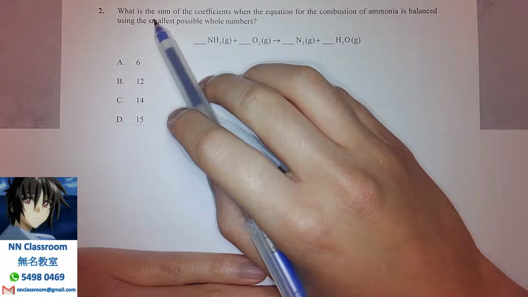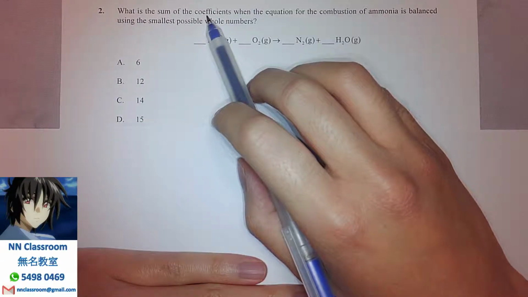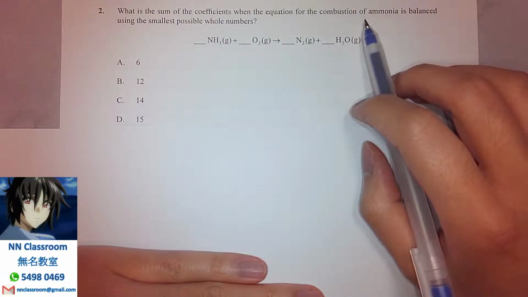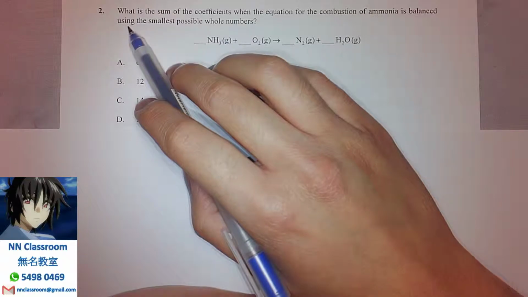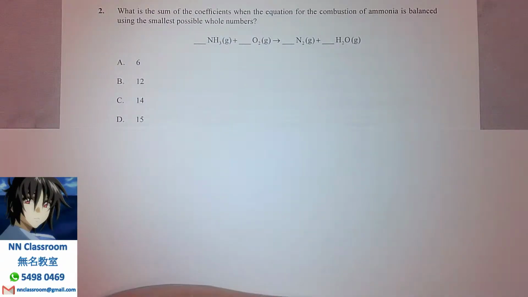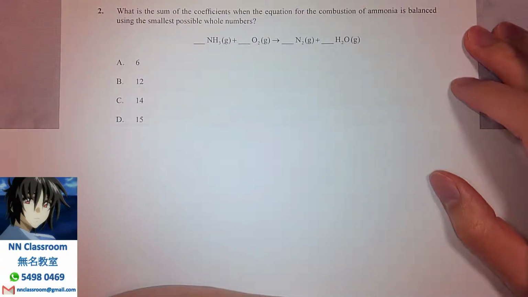First, what is the sum of the coefficients? That means we want to add up all the coefficients, right? When the equation of the combustion of ammonia is balanced using the smallest possible whole numbers. That means we must use integers at the end in order to answer this question, right?